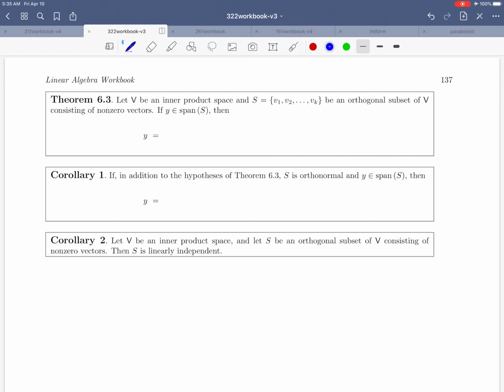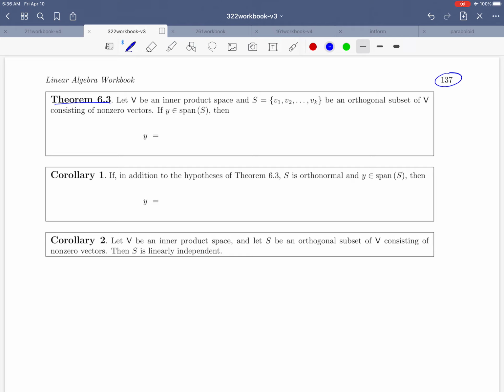Hello everybody, and welcome to the beginning of page 137 in the workbook. And on this page, we're going to be exploring a few more properties of orthogonal subsets of inner product spaces. Let's start with Theorem 6.3 here.